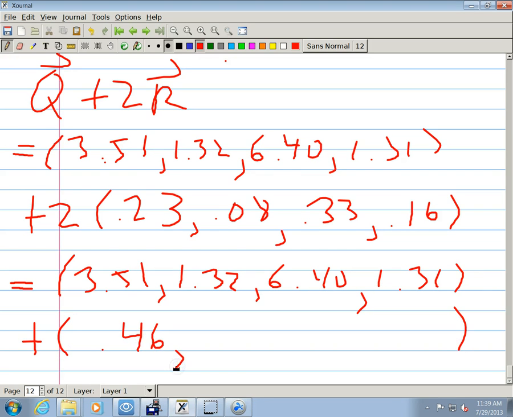46 comma point 16 comma point 66 comma point 32, and you can add all this up in your head. You don't need a Ziggy, but if you do, you're going to get the result we had in L4, all right? So what would that be?